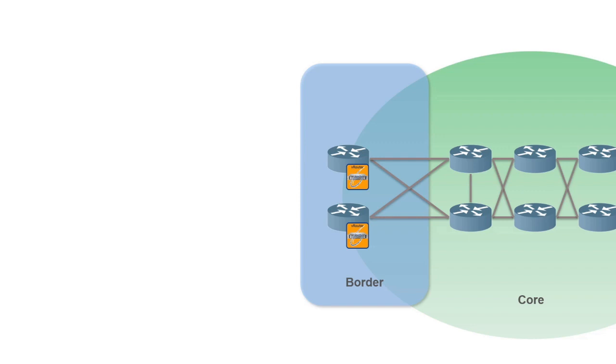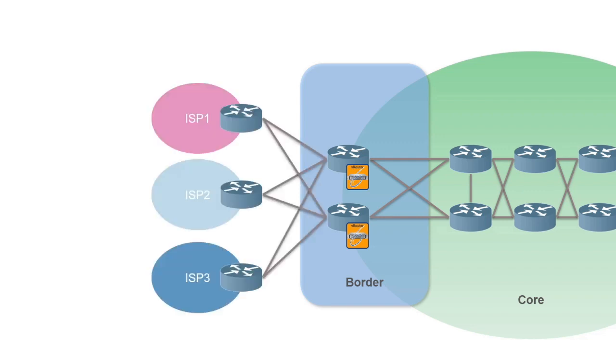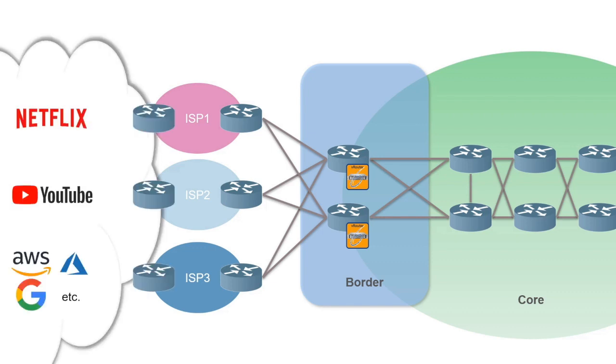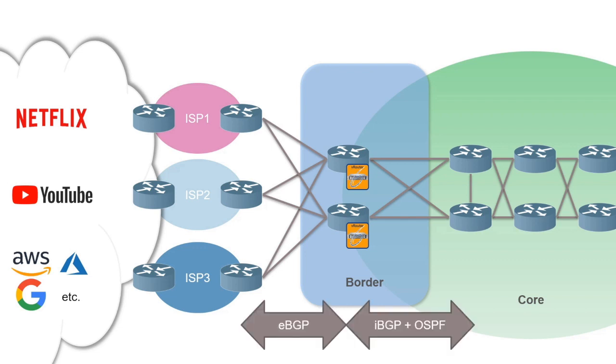The border routers are connected to border routers of other ISPs. And these ISPs themselves are connected to other ISPs, forming the Internet. eBGP is used with the transit routers to exchange external routing information, and iBGP and OSPF are used with the core network to propagate the routes. We will use an Ixia traffic generator to simulate the Internet traffic at 20 gigabit per second.